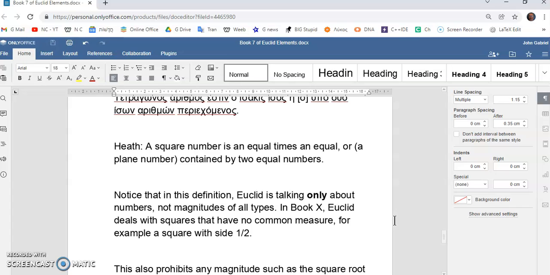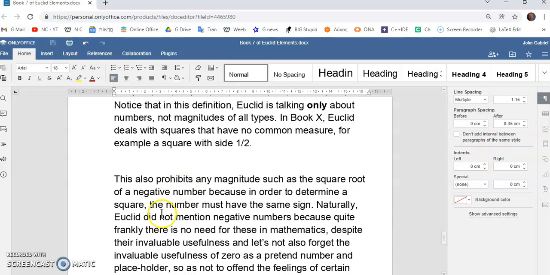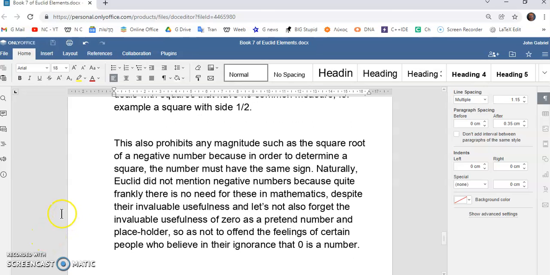You can't say a number is a name given to the measure of a measure that approximately describes a magnitude of size, like the absolute morons of mainstream academia are indoctrinated and brainwashed to believe. That's not the case, okay? And this also prohibits any magnitude, such as a square root of a negative number, because in order to determine a square, the number must have the same sign, okay? So you can't say, all right, let's take the square root of a negative number, because what would the sign be in that case? Would it be something in between minus and plus? There are only two signs, minus and plus, okay?